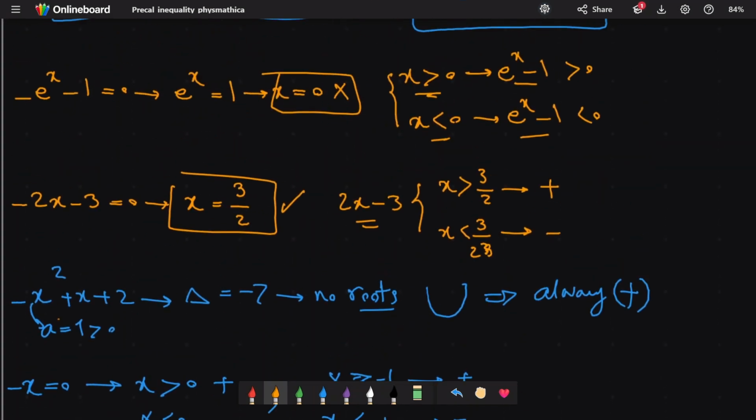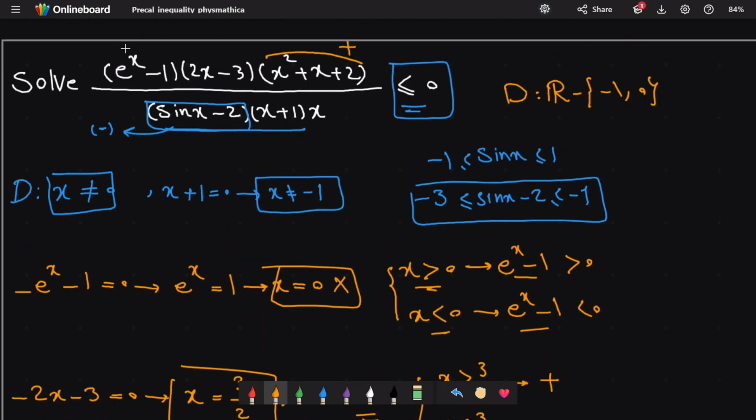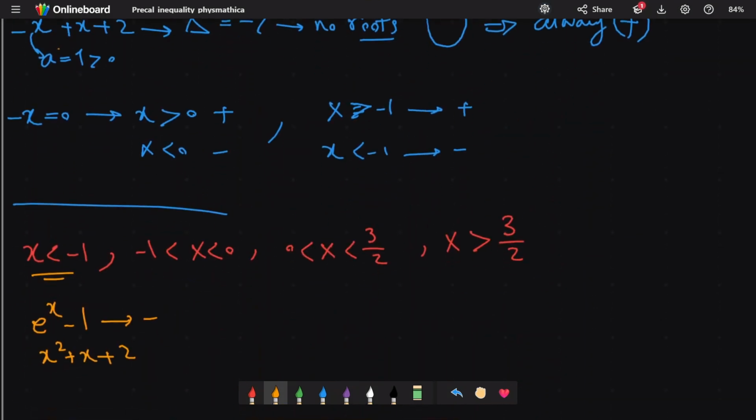Again, I'm looking at these factors right here: 2x minus 3, and x² plus 2, which is always positive. So it doesn't matter what we add, this is always going to be positive. Then we have 2x minus 3, which is going to be negative in this case.